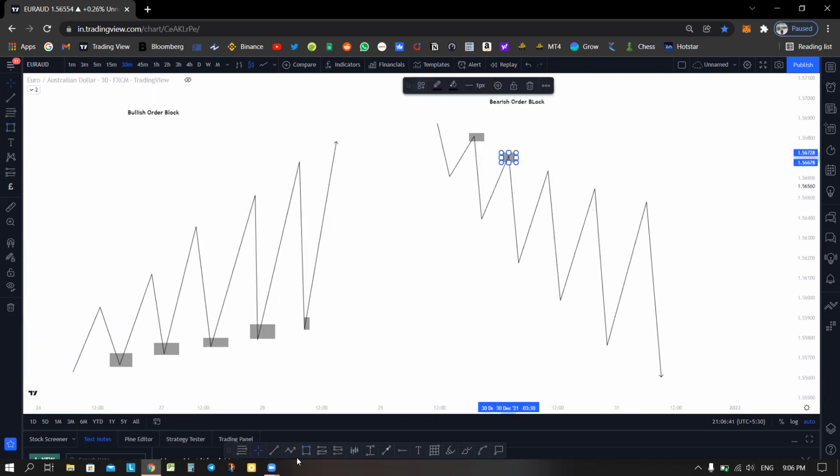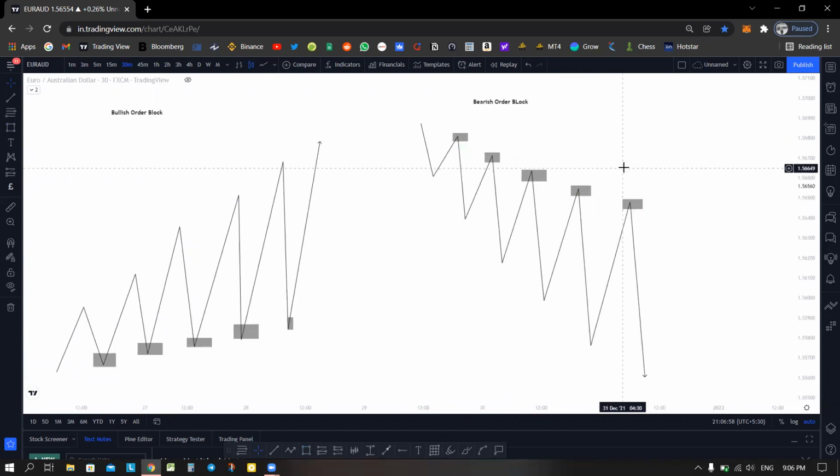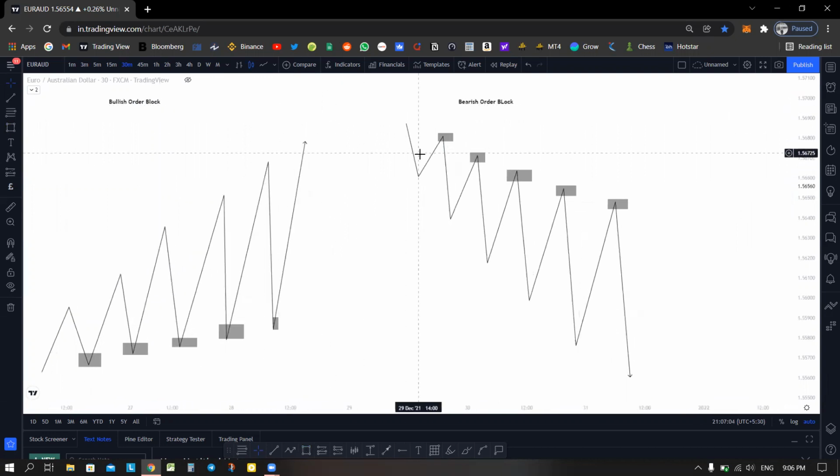This one is a bearish order block, this one, and this one. This one was responsible for this down move, this one was responsible for this down move, and so on. So there are two types of order block: one is bullish order block and the second is bearish order block.